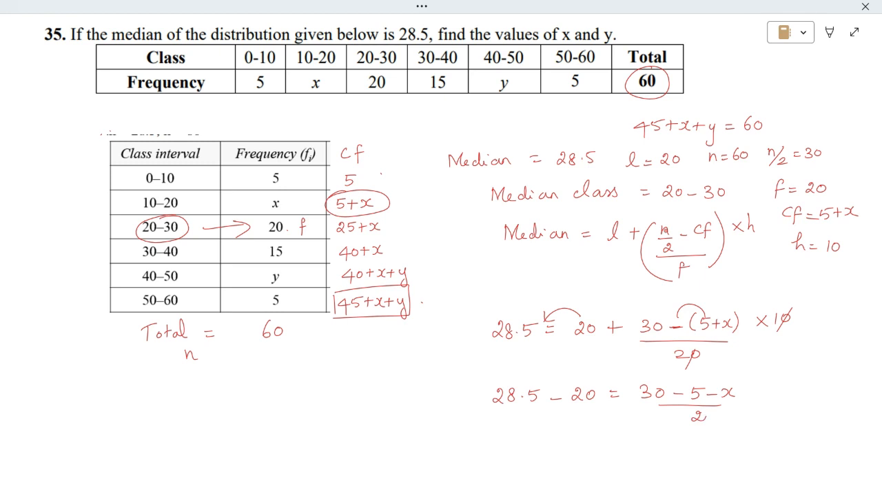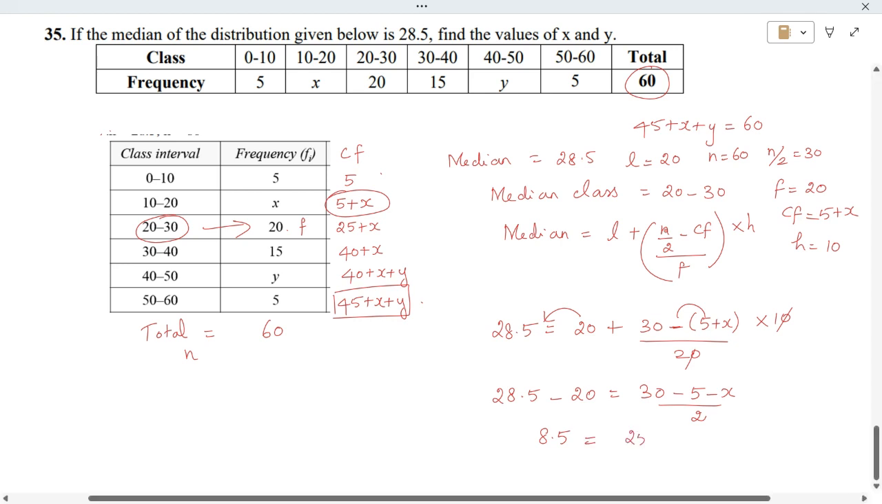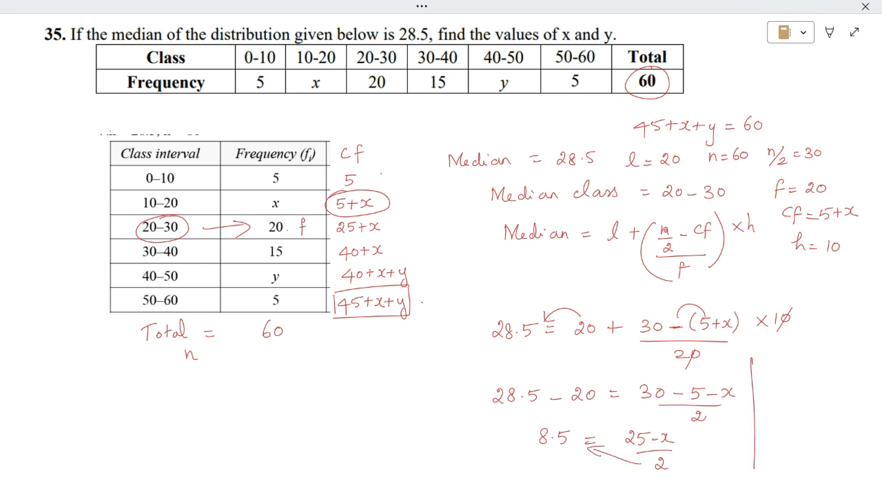So 28.5 minus 20 is going to be 8.5, is equal to 25 minus x by 2. So which will give the value as 8.5 times 2 is going to be 17, is equal to 25 minus x. So x equal to 25 minus 17, and transposing x to this side, 17 to the other side, isn't it? It's x equal to 8.